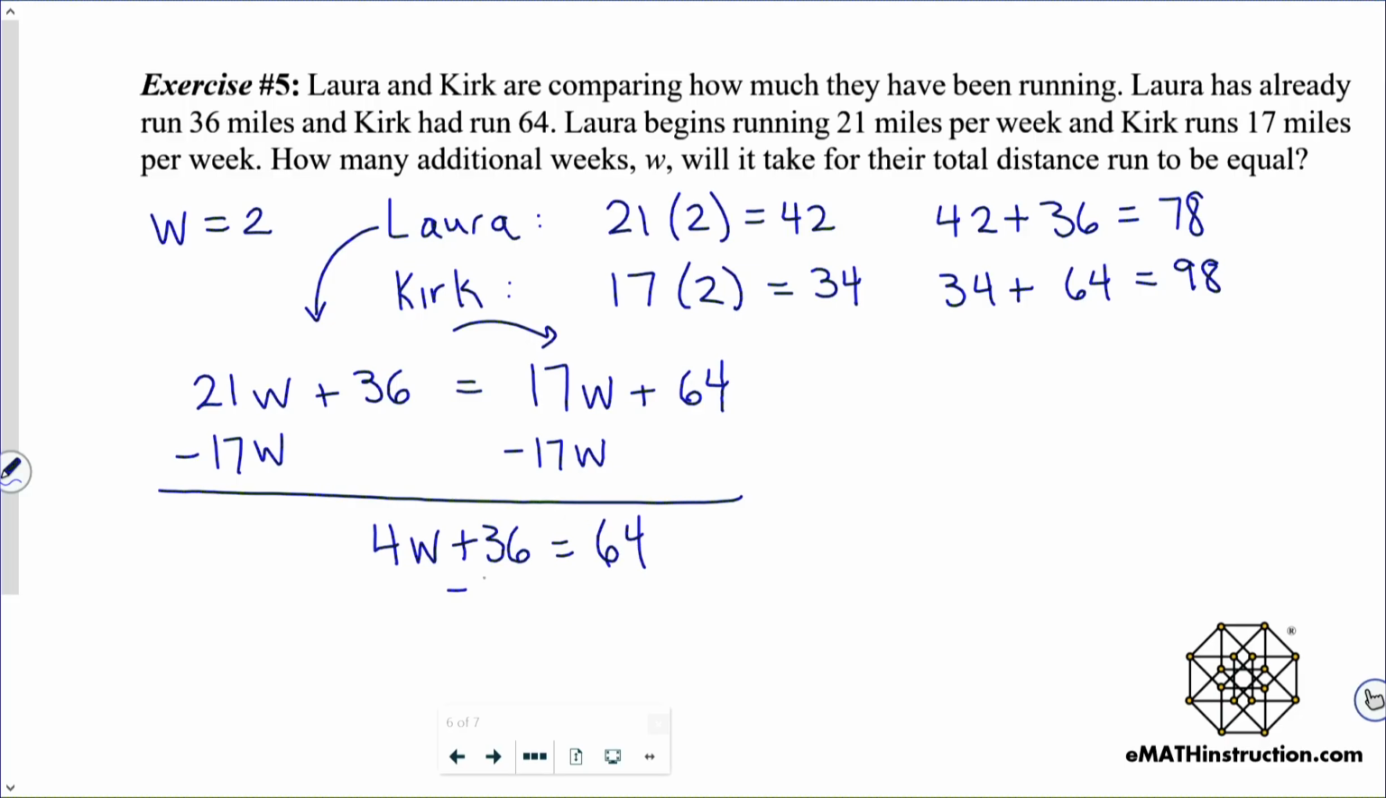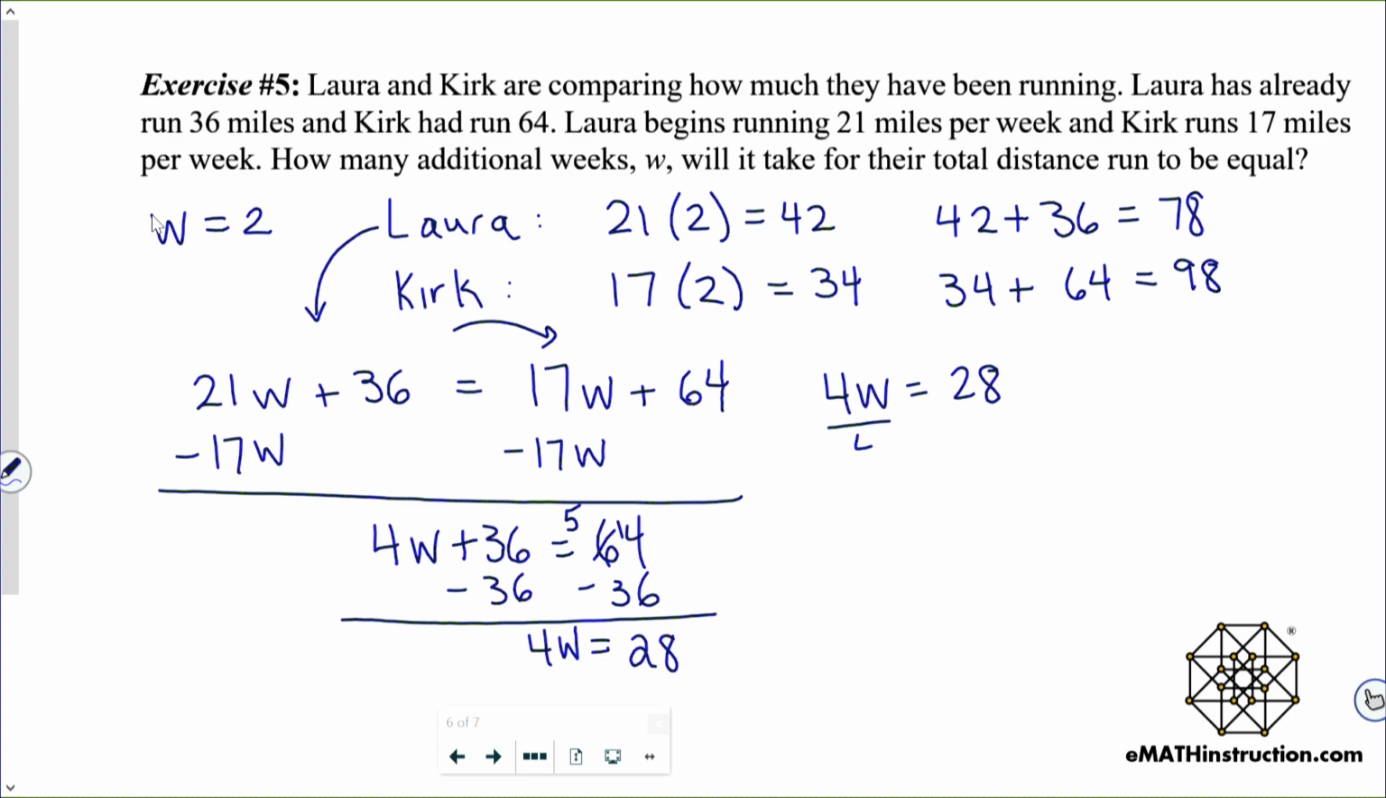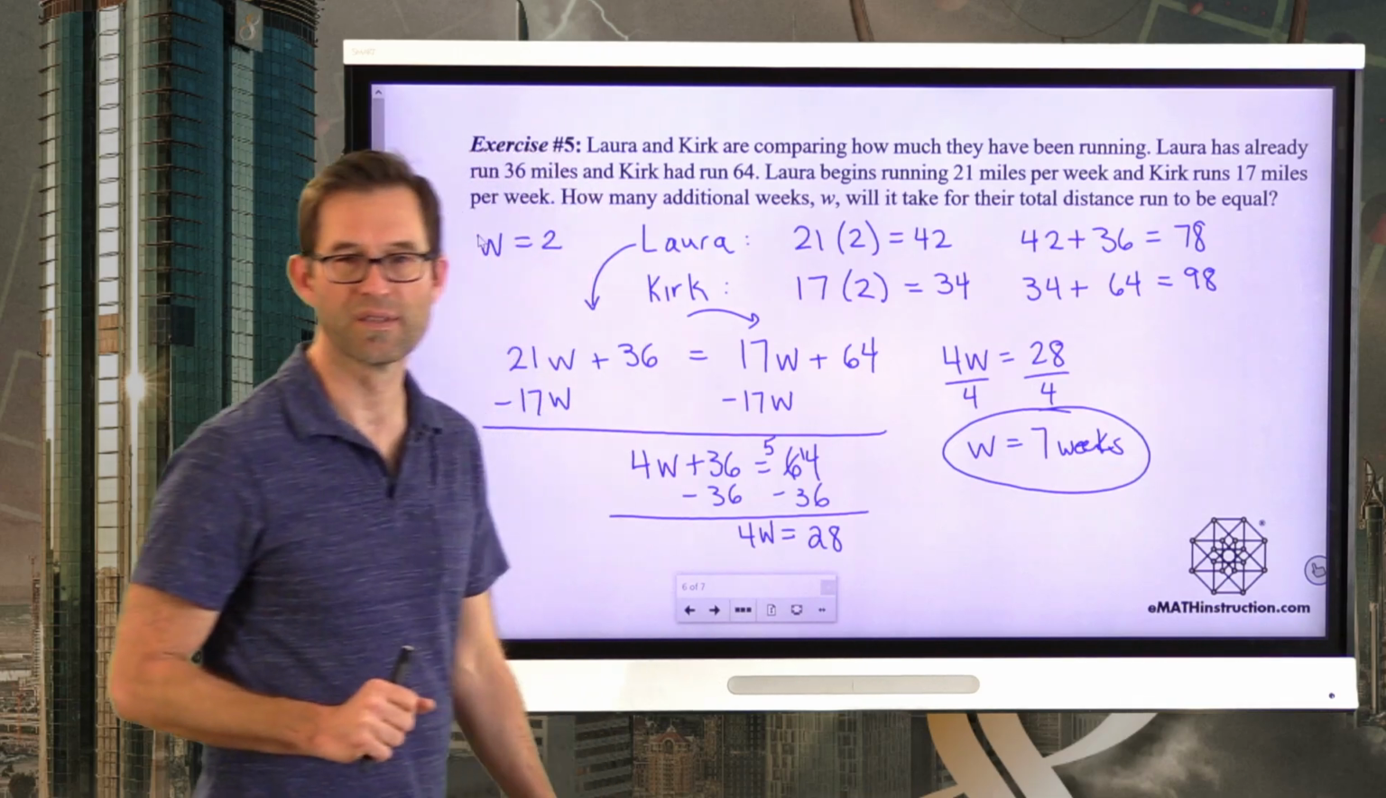Now, of course, we can subtract 36 from both sides. 64 minus 36 is going to be 28, and that's equal to 4W. We now have 4W is equal to 28, divided by 4 on both sides. And it looks like it's going to take 7 weeks before the distance that they've run is the same.